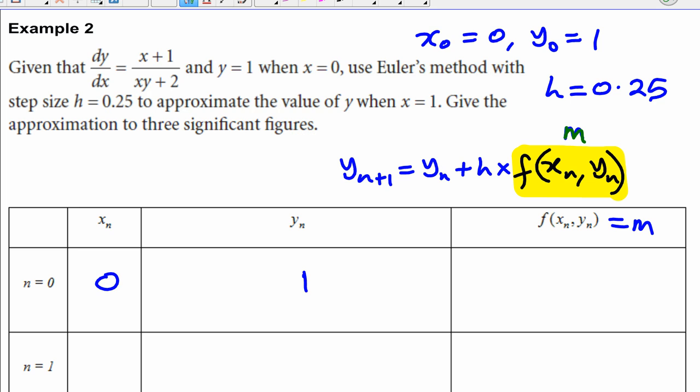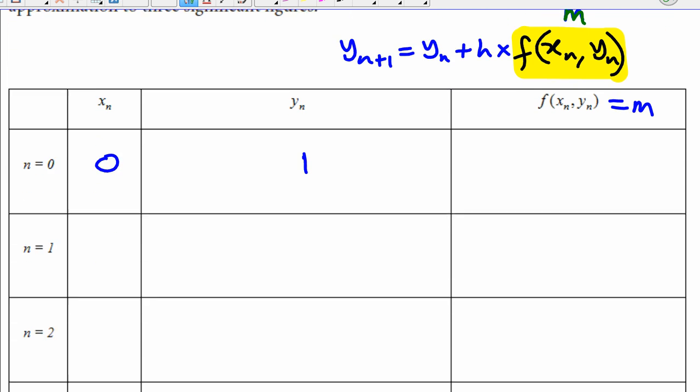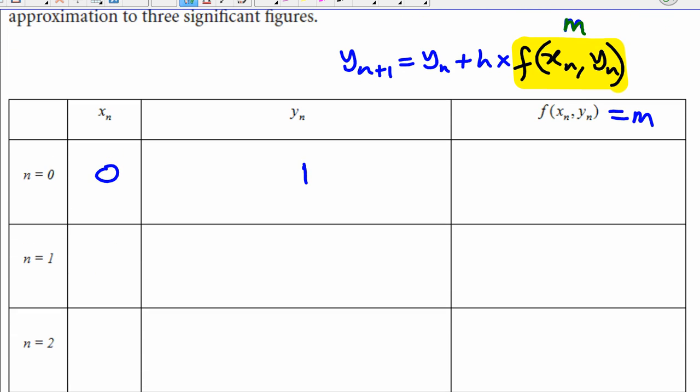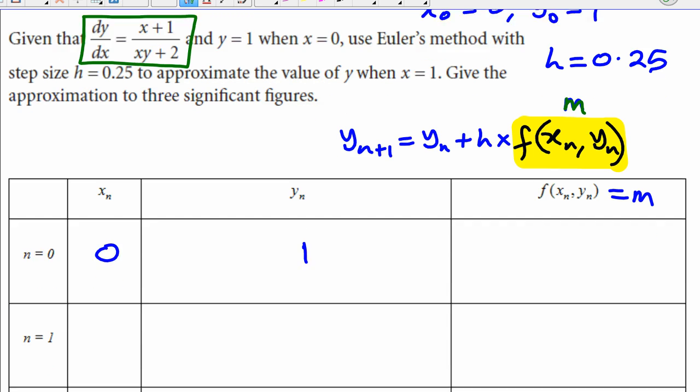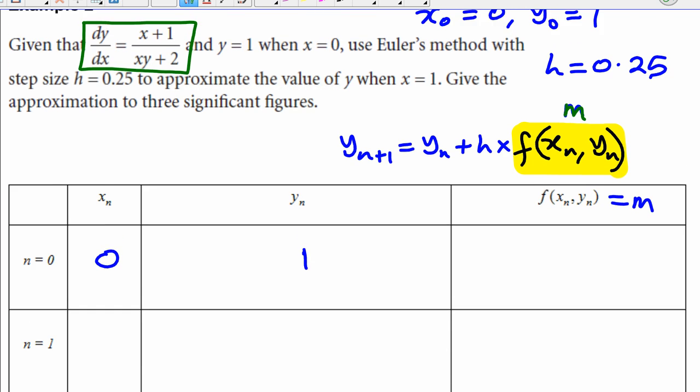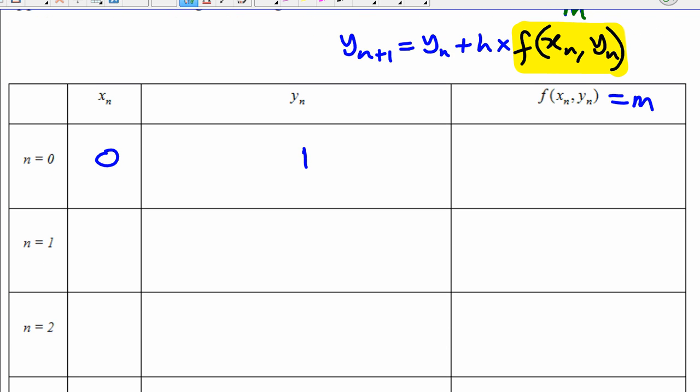So for the initial values that you're given, the gradient will be equal to, we're just going to plug these values in the original function here, right? The original differential equation that you are given. So if you plug those in the differential equation, you'll have 0 plus 1 over 0 plus 2, which is equal to a half, which happens to be 0.5.